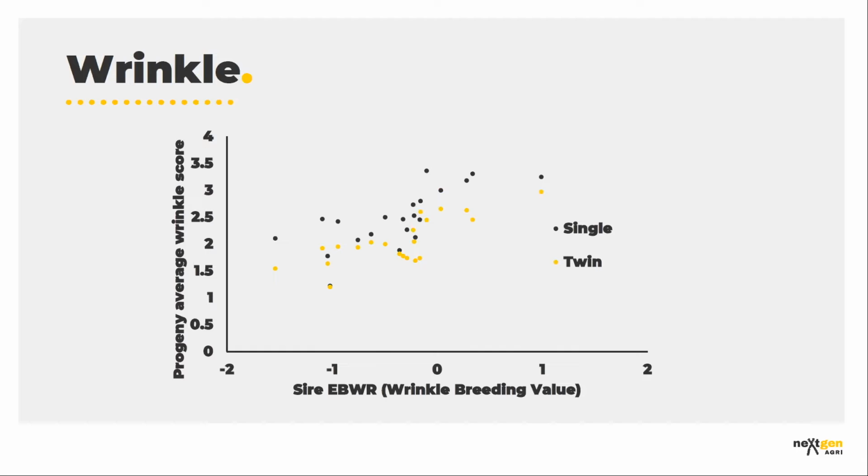Same thing with wrinkle. We've got a lot of people moving towards non-mules these days. Again, single-born animals tend to be more wrinkly, so this sort of goes in your favor. If you select for plainer animals, you'll select more twins. But the point of those three graphs really is that what you see isn't always what you get.